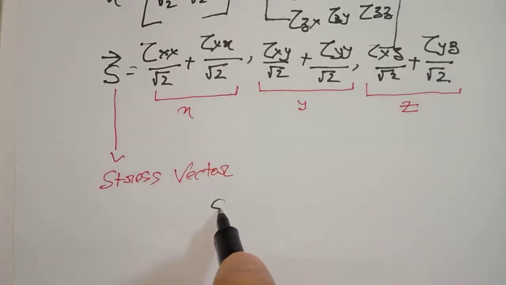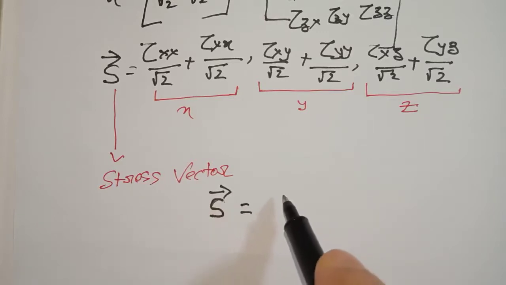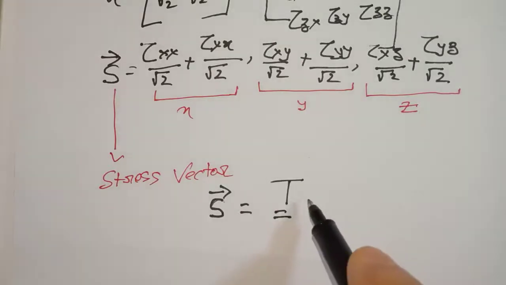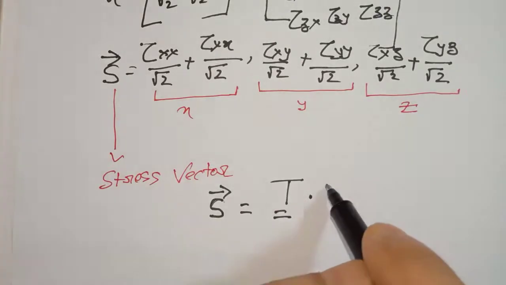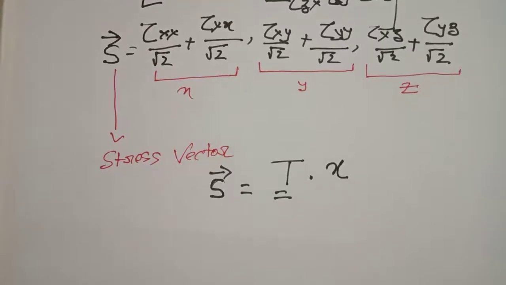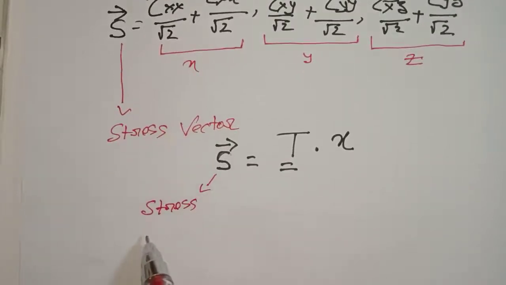Say for example S, then an arrow. This is a stress vector equals the stress tensor, which I can put as T with two lines below, dot x, which is the normal vector. So I will just put the lines so that it becomes easier for you to understand. So this is a stress vector.